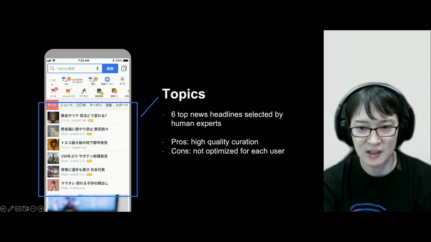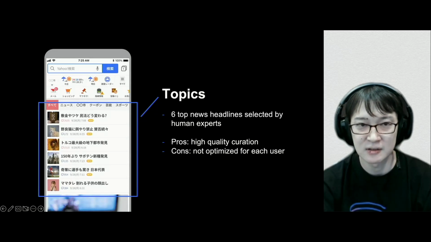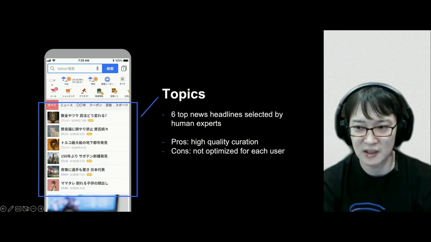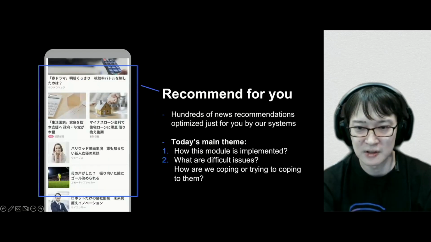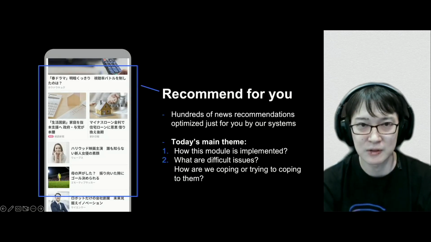First of all, this is the top page of the Yahoo Japan app. At the top of the page are 6 top news stories called Yahoo Topics, selected by editors. This is a human selection process, which of course provides high-quality articles, but it does not necessarily mean that articles are selected according to the interests of each user. So if you go down a little bit, taking into account the user's preference, the recommendation system allows you to see a list of articles optimized for each user. Today's main topics are how this module is implemented, what challenges we are facing right now, and how we are trying to solve these problems.